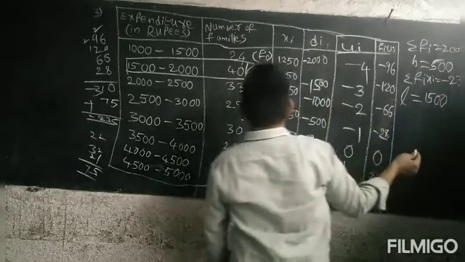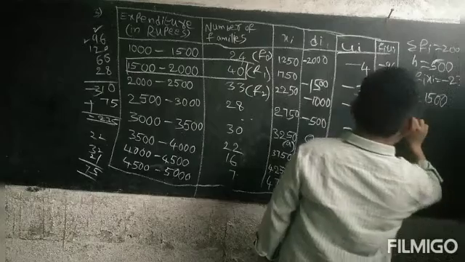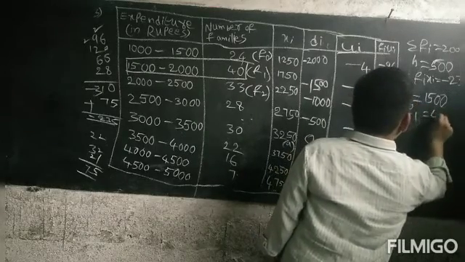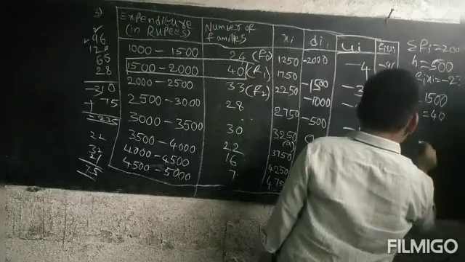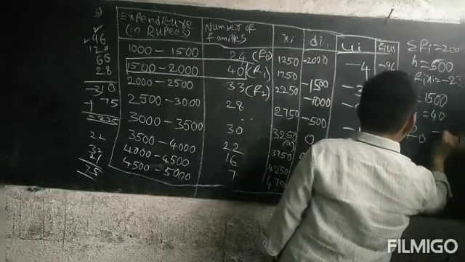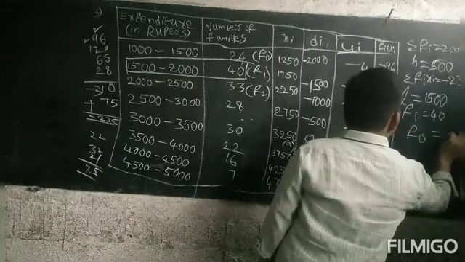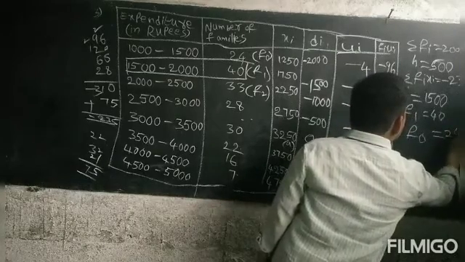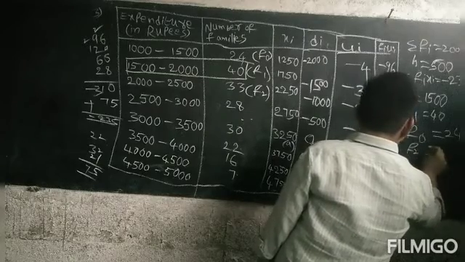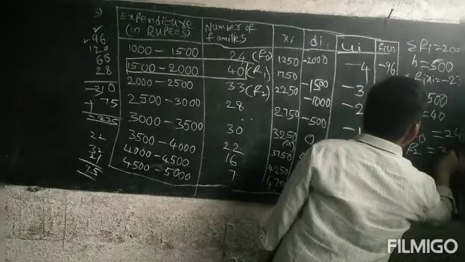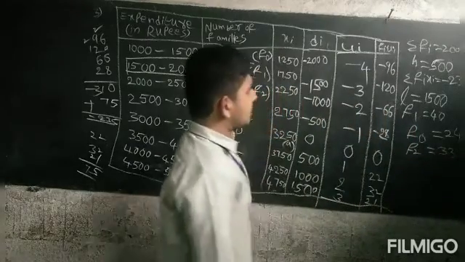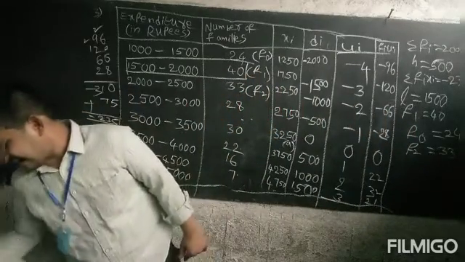Now F1 equals 40. F0 equals 24. F2 equals 33. Now we have to calculate the mean and mode for this given data.